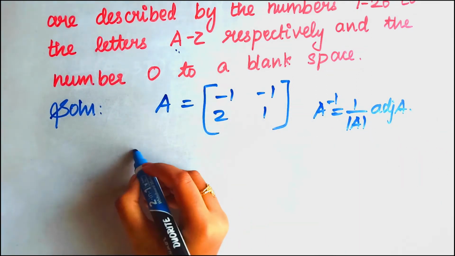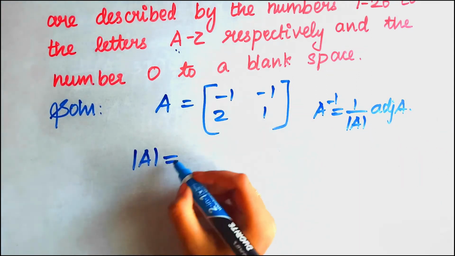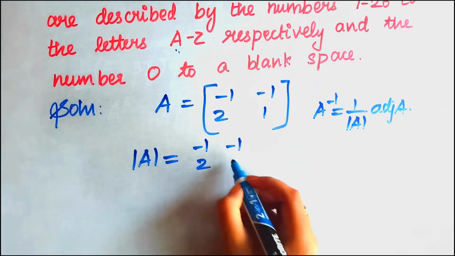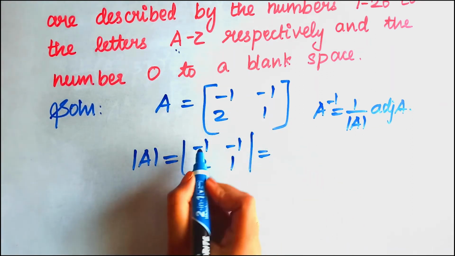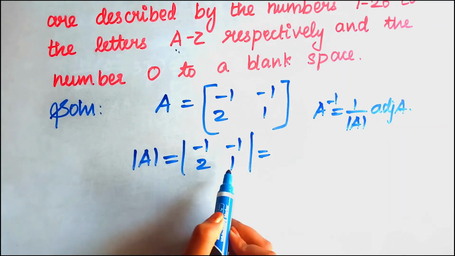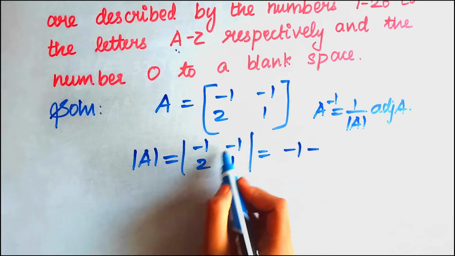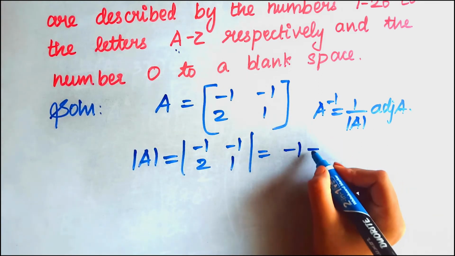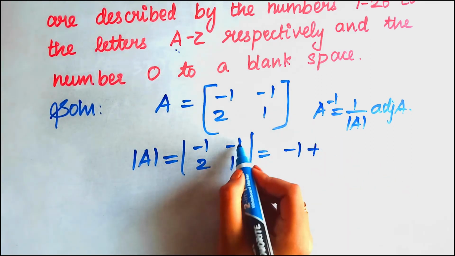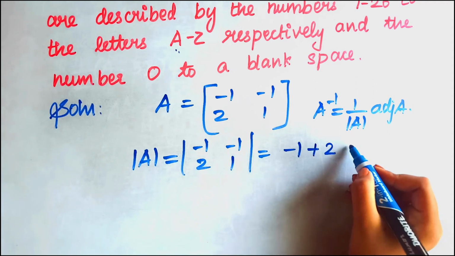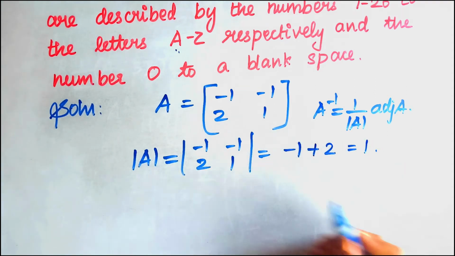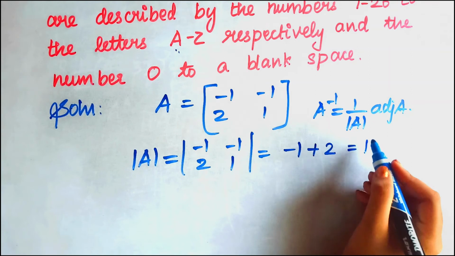Now we have to find the determinant of A, which is -1, 2, 1. And we have to cross multiply it. -1 into 1, it will be a -1. We have to put a minus sign here, and then here there is already a minus sign, so minus into minus it will be plus, and 1 into 2 it will be a 2. So therefore the answer is 1, right? So determinant of A, the answer is 1.